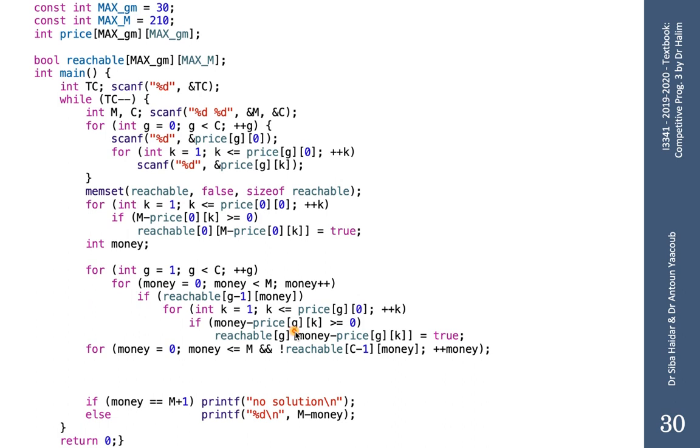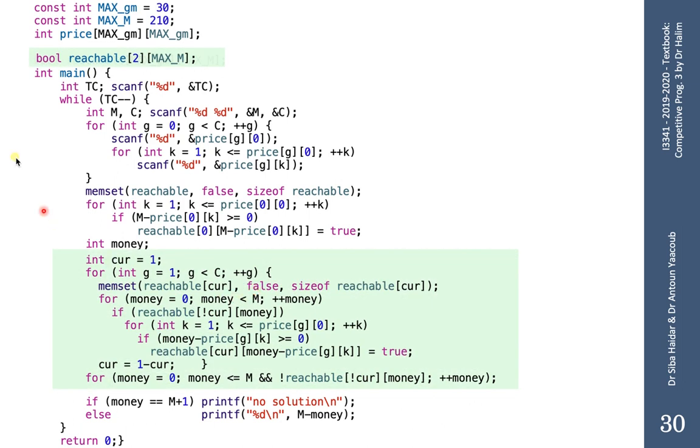And the code becomes the following. So this is the code. And what we will change here, we will change Boolean reachable. It will have only now two lines instead of max G by M. And we will change the way we are filling the table. So now Boolean reachable will become two rows only by the number of columns.